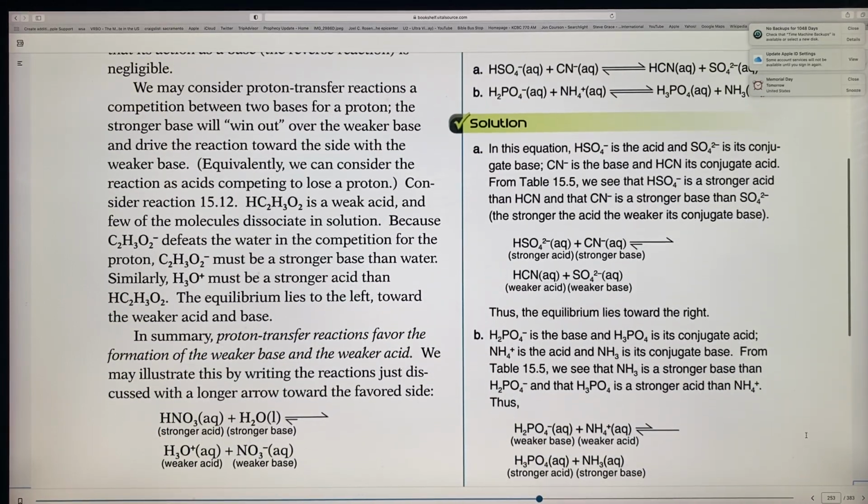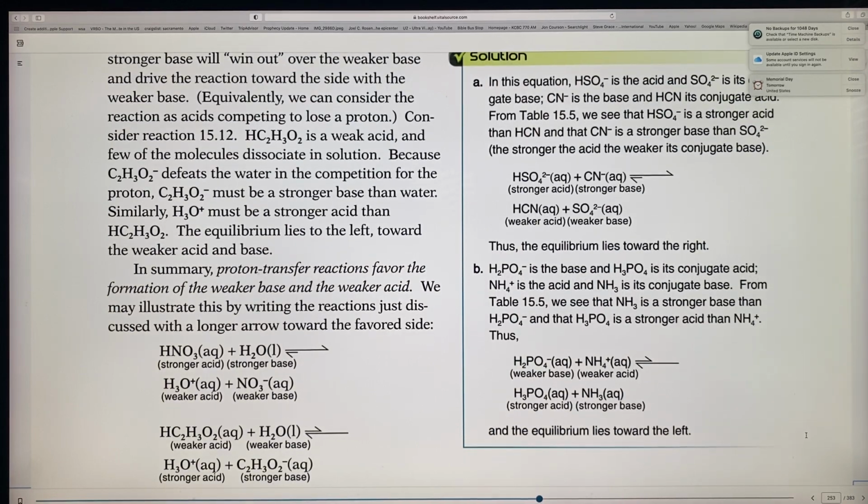Number 2, B. Let's look at this. Phosphoric acid is the acid and its conjugate is the base. We look at the ammonium ion as the acid, and ammonia is the conjugate base. And from this table we see that NH3 is a stronger base, and that the phosphate is a stronger acid.